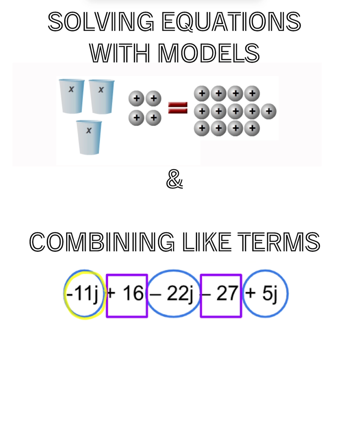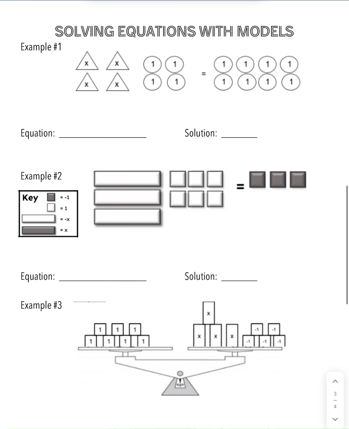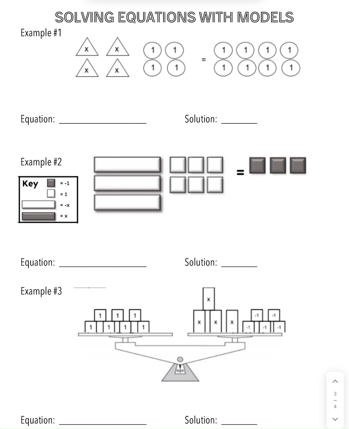So you can see all of our letter J's are circled and all of our constant regular numbers are boxed. Okay, so we're going to practice those things. So fold your notes in half and let's get started. We're going to start with solving equations with models.